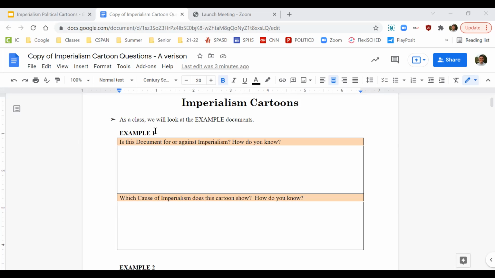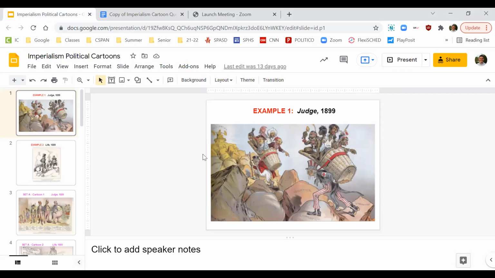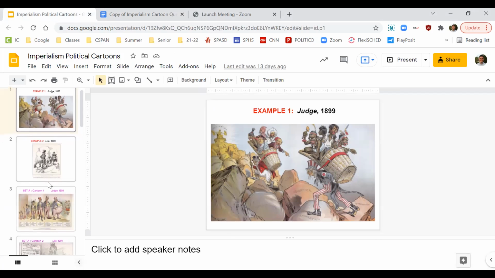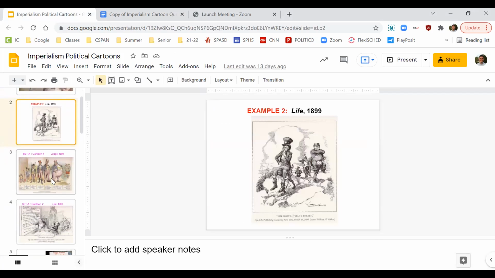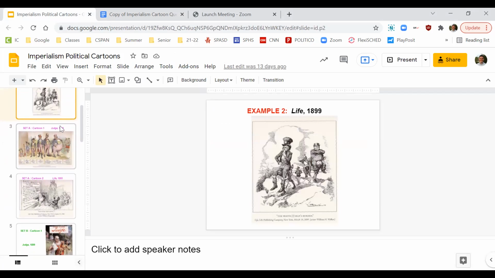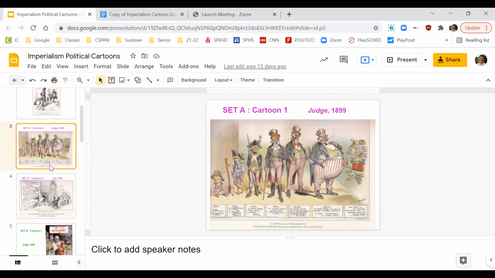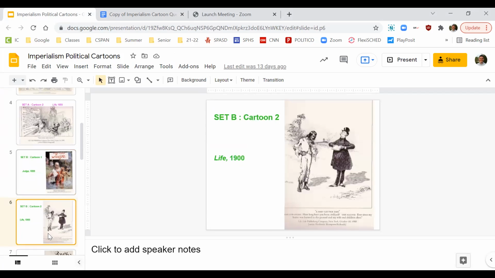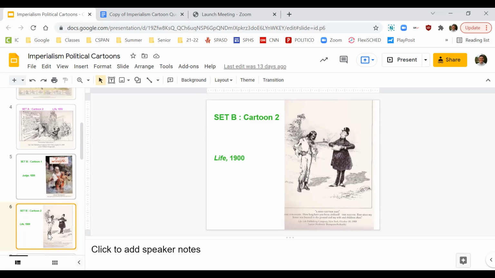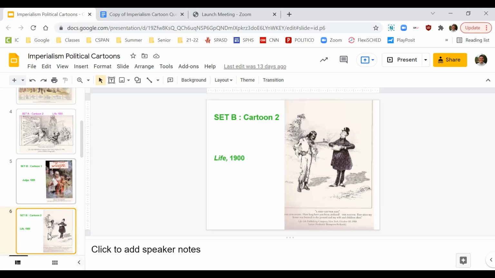On the post that's set up for today, for activity number 7, there's a PDF with a PowerPoint that looks like this. There's a whole bunch of different documents, examples 1 and 2, and then you'll see there's cartoons that are set up like this. There's a set A that has cartoon 1 and 2, a set B, cartoon 1 and 2. And so the idea is all the different groups will have 2 documents to look at. If you're in group A, you're looking at the set A documents. If you're in group B, you're looking at the set B documents.